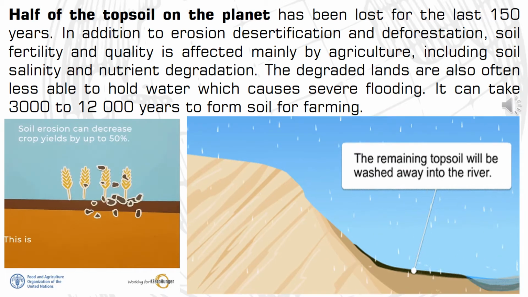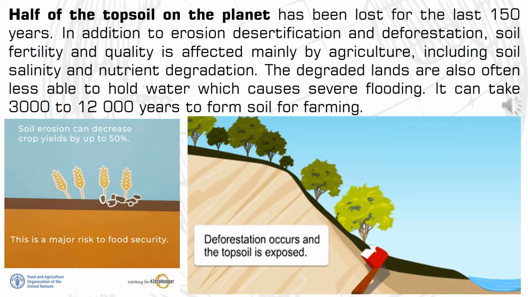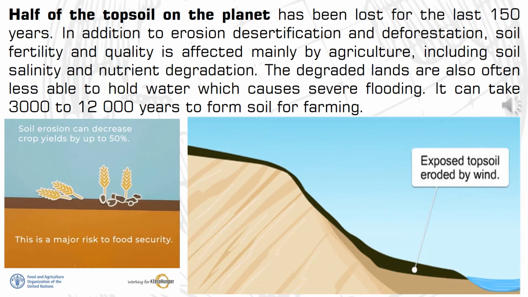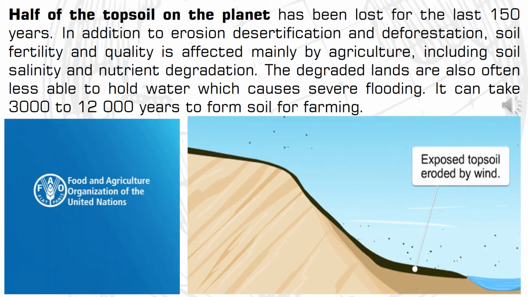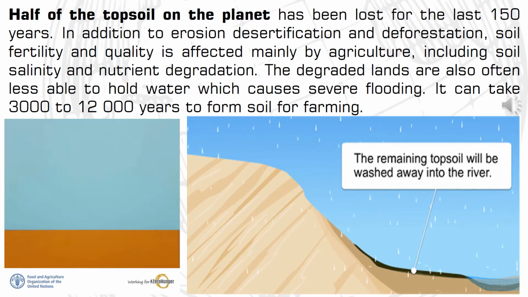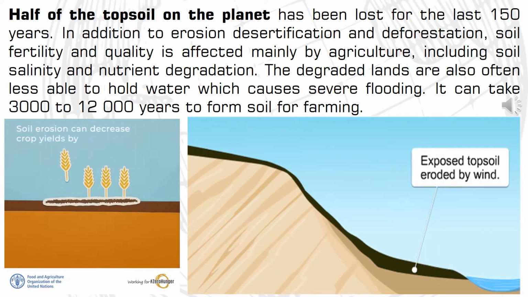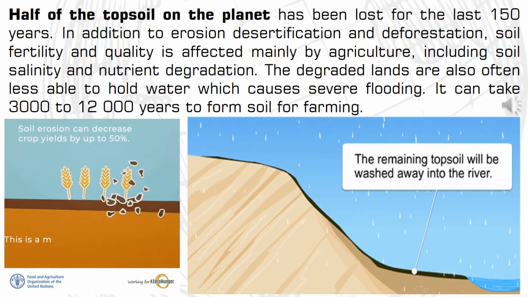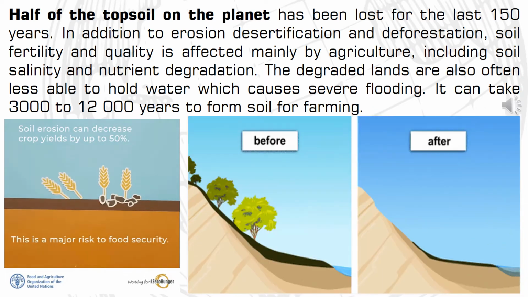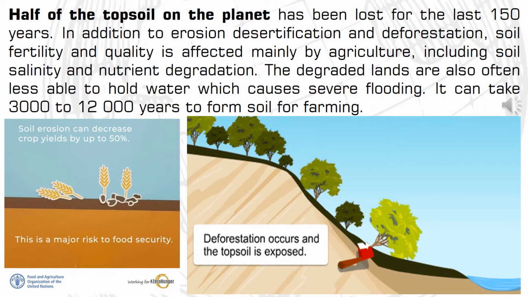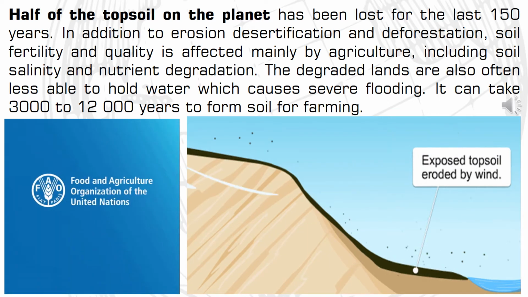In addition to erosion, desertification and deforestation, soil fertility and quality is affected mainly by agriculture, including soil salinity and nutrient degradation. The degraded lands are also often less able to hold water, which causes severe flooding. It can take 3,000 to 12,000 years to form soil for farming.